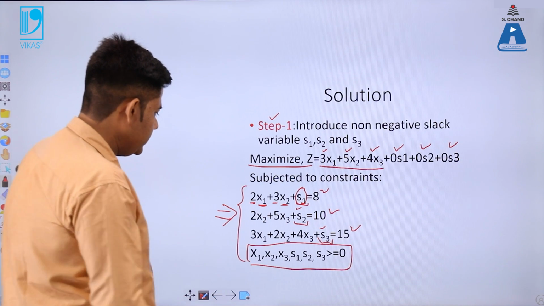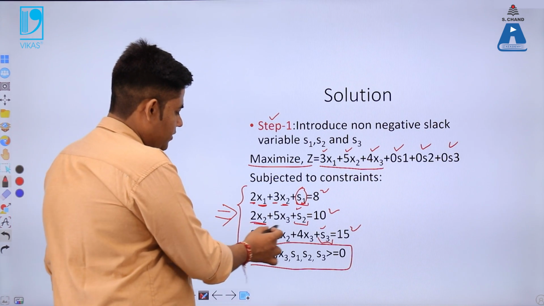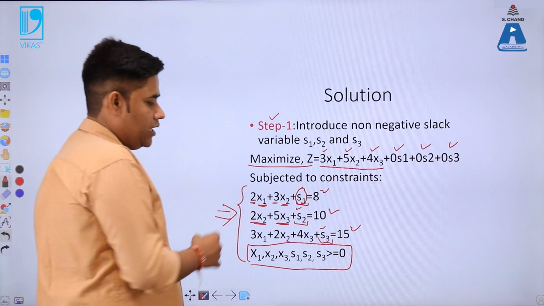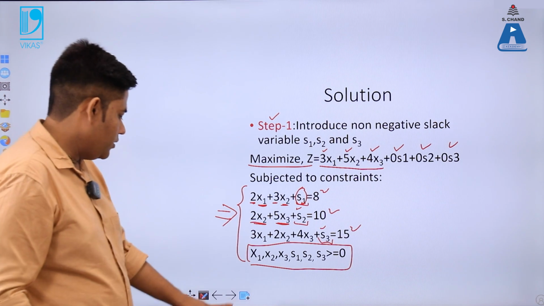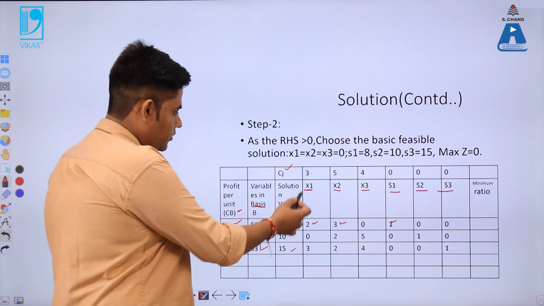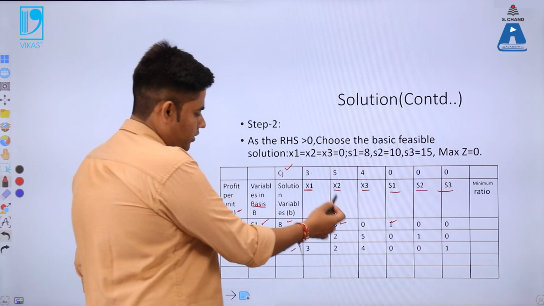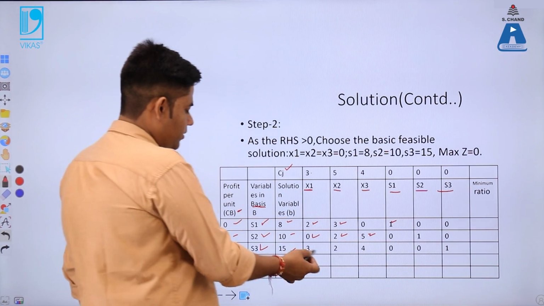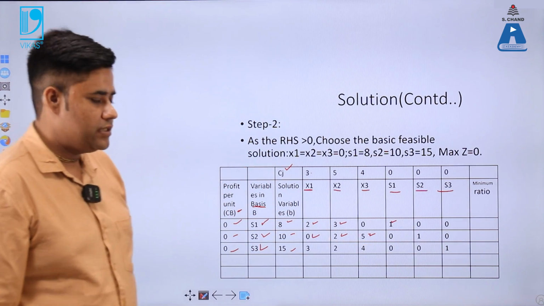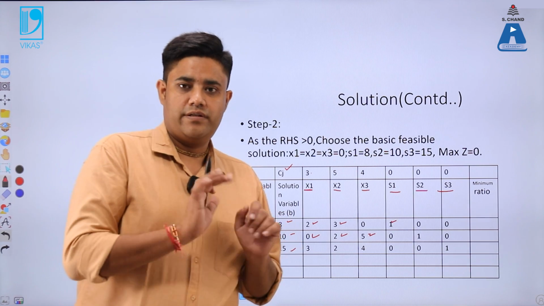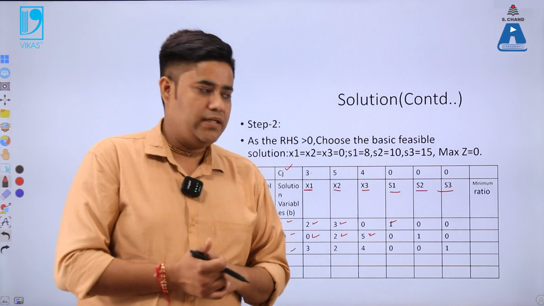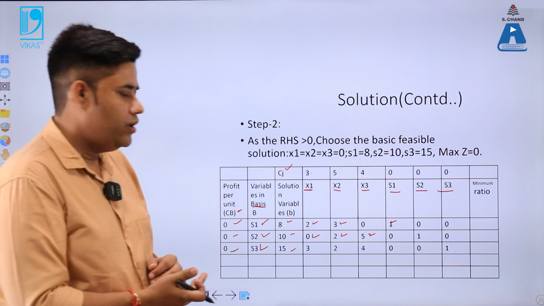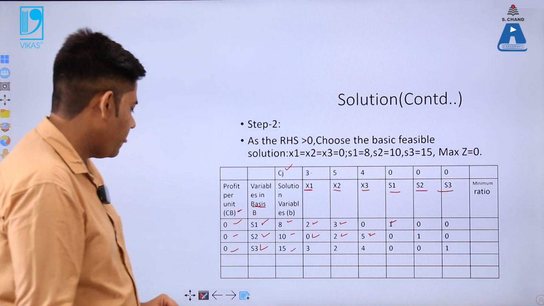And for the second set, it is written 2x2 plus 5x3. That means 0x1 is to be mentioned also. So x1's value is 0, then x2's is 2, then 5, then 0, 1, 0. So in a similar fashion, you have mentioned all these coefficients. Now what can be done in order to get a particular solution?